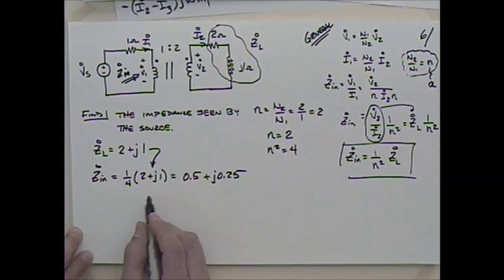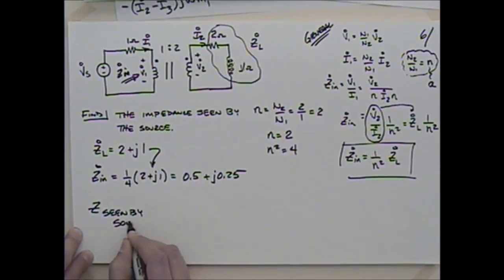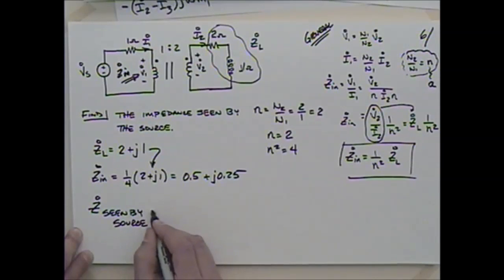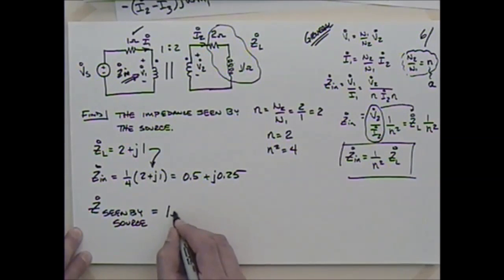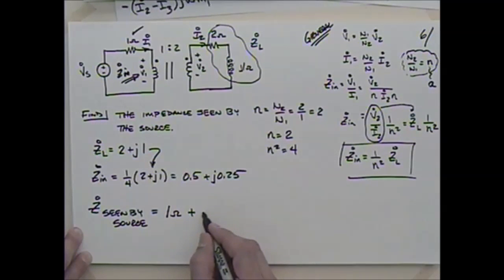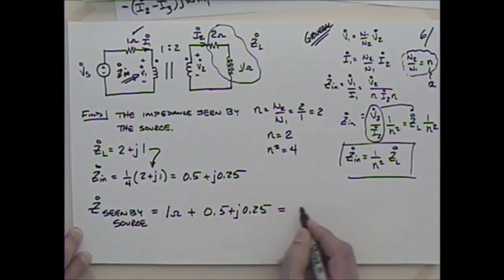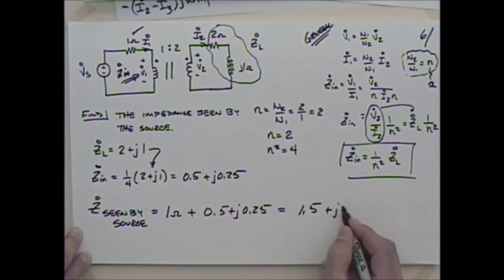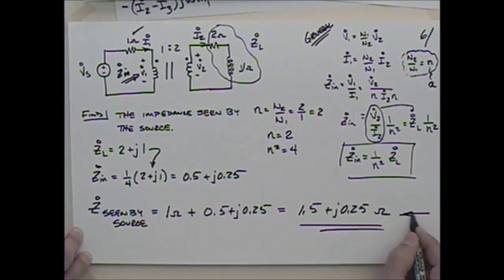So the impedance seen by the source is going to be equal to what? Well, we have to account for this resistance there, so that's 1 ohm plus the impedance that is being reflected there, which is our Zn, 0.5 plus J0.25, which gives us 1.5 plus J0.25 ohms. Okay.